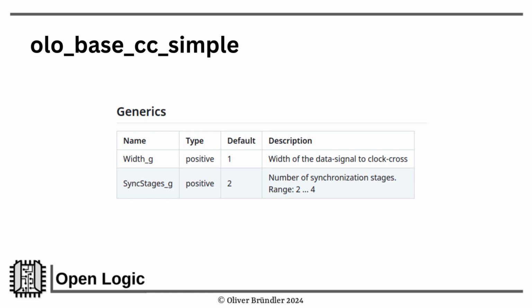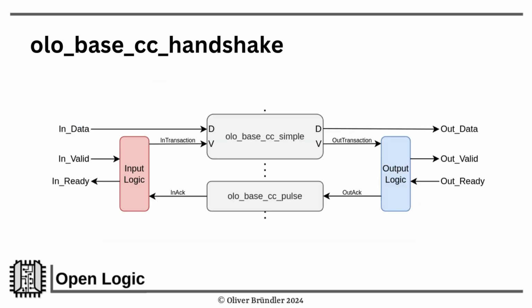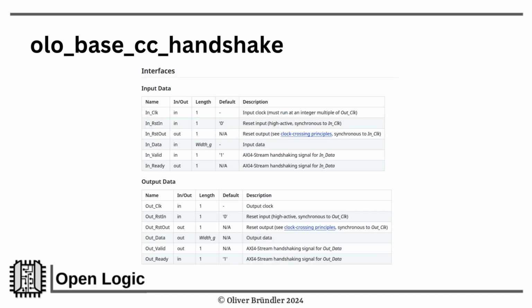Again, data width as well as the number of synchronization stages are configurable. Allbase CC Simple only includes the valid handshaking signal. If you also require the ready handshaking signal, so back pressure, then you can use the Allbase CC HandCheck. The entity is based on Allbase CC Simple, but it contains additional logic to ensure that data is accepted on the source clock domain only once the last sample is consumed on the destination clock domain.